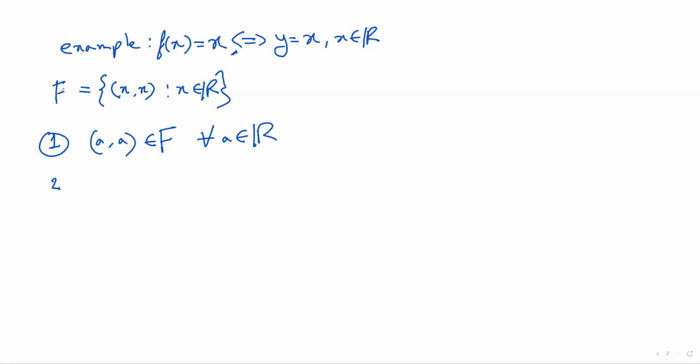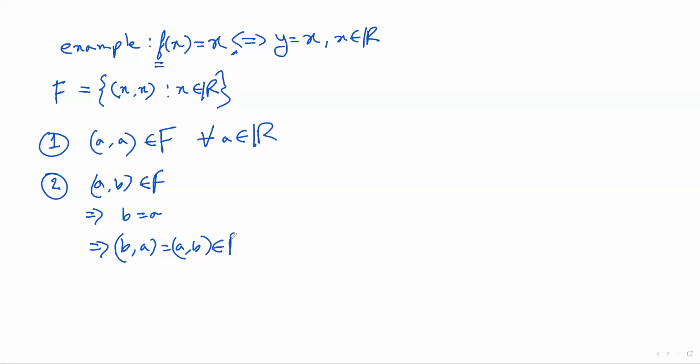So, and this also makes sense because the name of the function was small f, right? Number two, if somehow you have a pair a comma b belongs to f, this would mean b equals a, which would mean b comma a and a comma b are the same thing, and a comma b belongs to f, so b comma a belongs to f. So symmetry is satisfied as well, just like reflexivity.